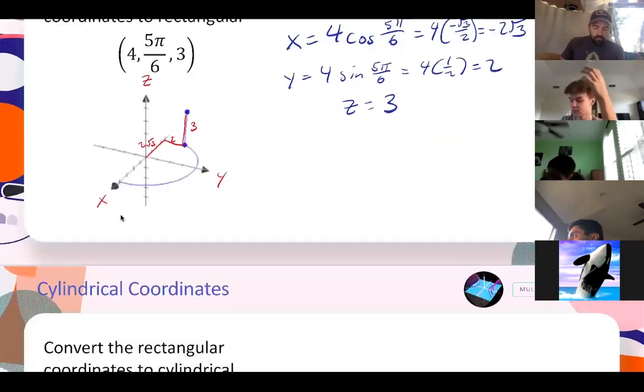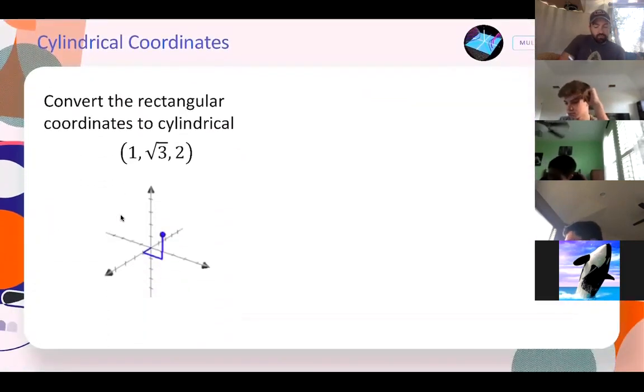Okay, going the other way, which will be more what we usually do, is convert rectangular to cylindrical, because usually we'll have an integral in rectangular with x's, y's, and z's, and it's really hard to solve in x's, y's, and z's, but it would be really easy in r's, thetas, and z's. So here I have it plotted with rectangular, moving 1 in the x direction, root 3 in the y direction, and then 2 in the z direction.